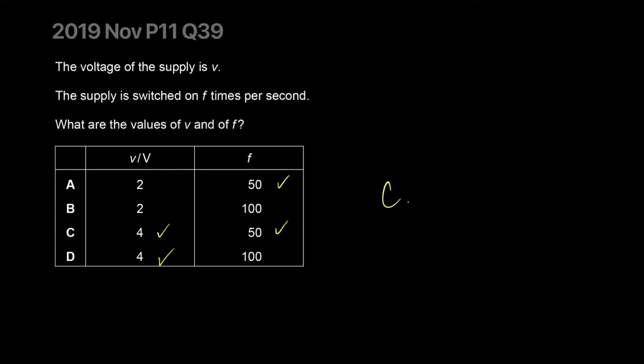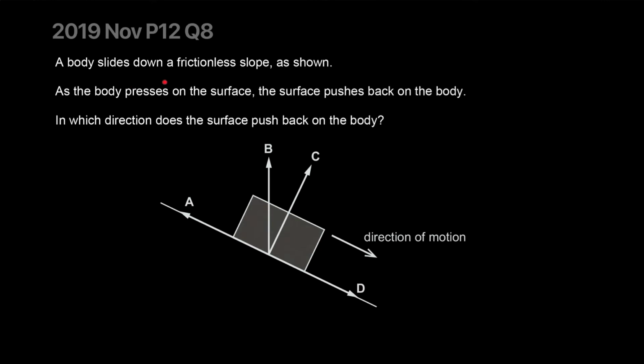Correct answer is C. A body slides down a frictionless slope as shown. Frictionless is important here. As the body presses on the surface, the surface pushes back on the body. In which direction does the surface push back on this? So they're trying to talk about what is the direction of the reaction force that results from this contact, right?